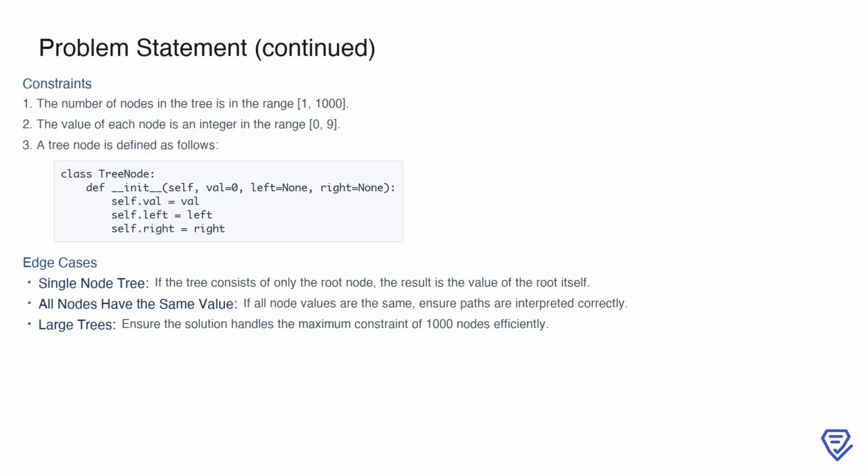As for edge cases, if the tree consists of only a single root node, the result is simply the value of that node. If all nodes in the tree have the same value, the solution must ensure that paths are still interpreted correctly as unique numbers. Finally, for very large trees with the maximum constraint of 1000 nodes, it's important to ensure that the solution is efficient and avoids unnecessary computations.